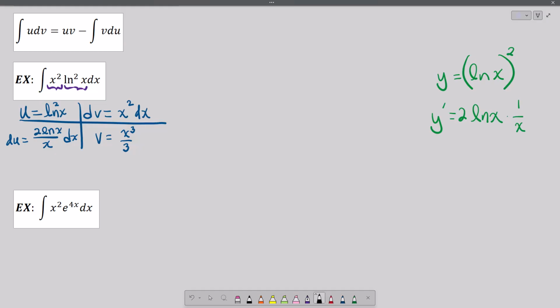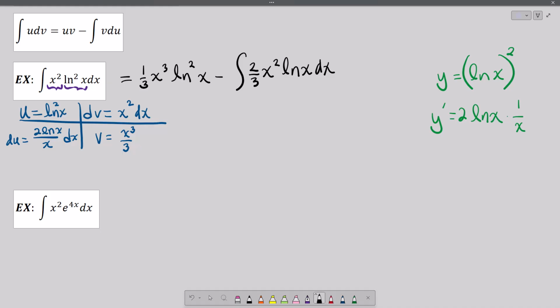So we come up with uv minus integral of v du. Ultraviolet's always this main diagonal. So we'll have 1/3, we'll have an x cubed, and then we'll have a natural log squared of x, uv, minus the integral. Voodoo is always the bottom row. And I see a 2/3. I see an x cubed divided by x, so that's x squared. And then I see a natural log of x. And then we have a dx.